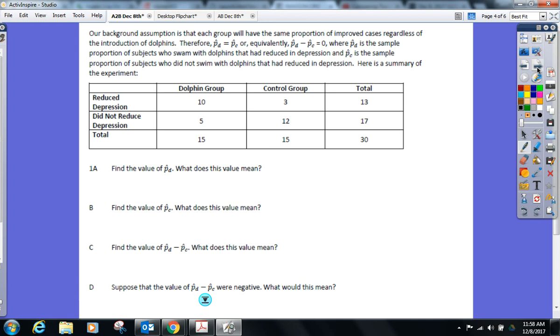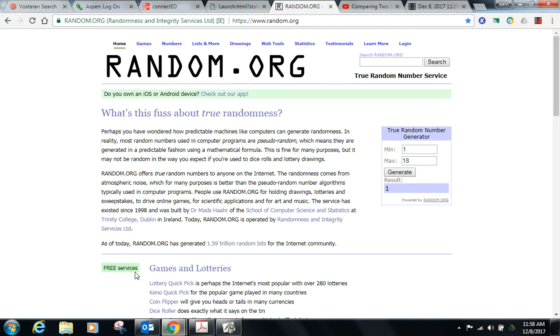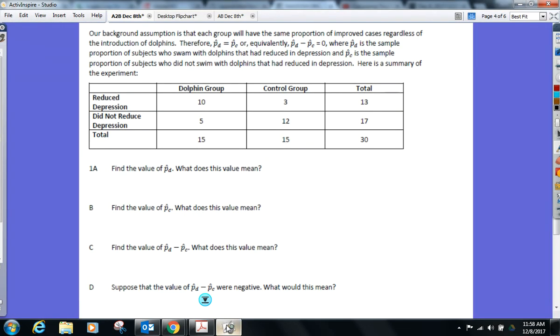Okay, so let me turn it over to you guys now. How many people swam with the dolphins total? 15, right? And out of those 15, Alex, how many had reduced depression? 10. Everyone see where we're getting that from? 15 swam with them, 10 had reduced depression. And it's asking for a sample proportion.